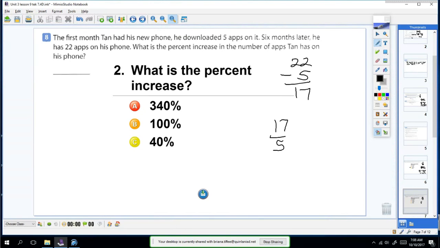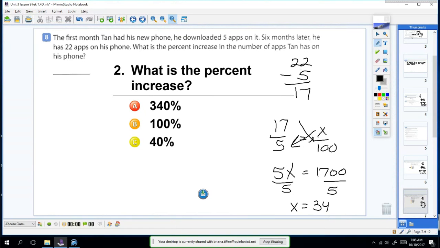I know this looks a little weird, but he increased his apps by a lot. And so then it'd be x over 100. So then you do x times 5, which is 5x, and then 17 times 100, which is just 1,700. And then you divide by 5 on both sides. Well, 5 goes into 1,700 340 times. Yes, that is correct. It is 340%. He increased his apps by 340%. That's true because he started off with 5 and he's ending with 22.